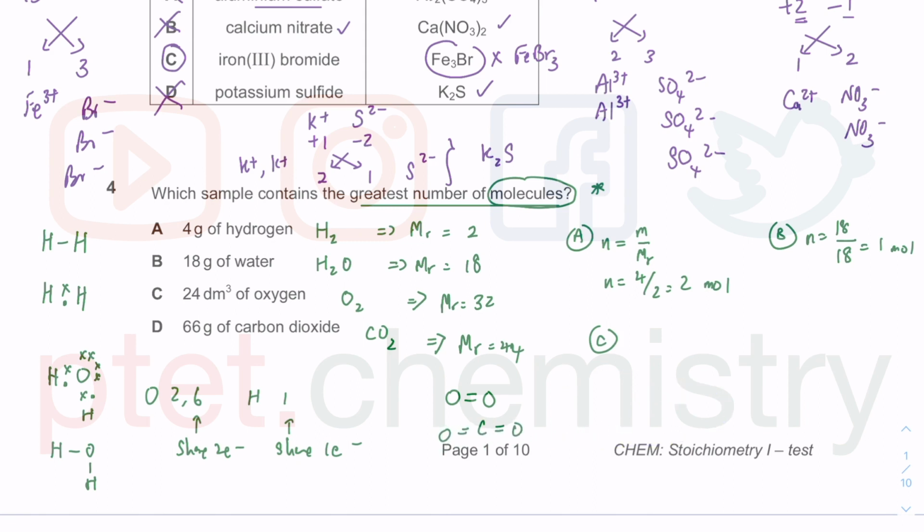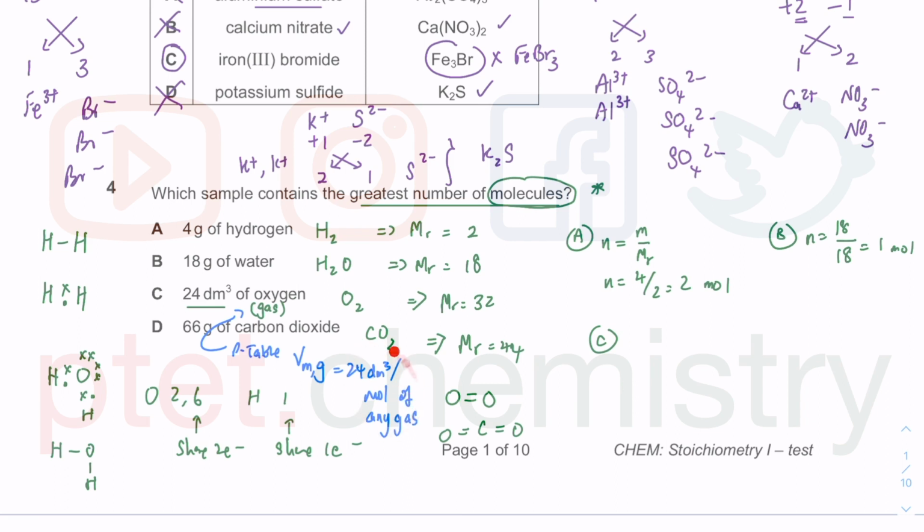Let me just move that to the other side first. C, I have 24 dm cube. So this is a gas at room temperature and pressure. It's given in your data booklet. Sorry, not data booklet, I was thinking about A level. It's given in your periodic table. At the bottom of your periodic table, 1 mole of any gas is called molar volume. It's 24 dm cube for 1 mole of any gas at room temperature and pressure.